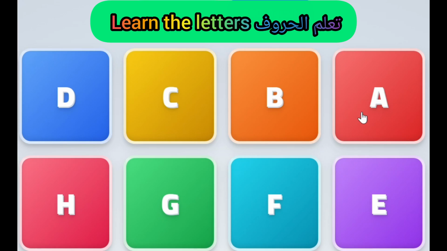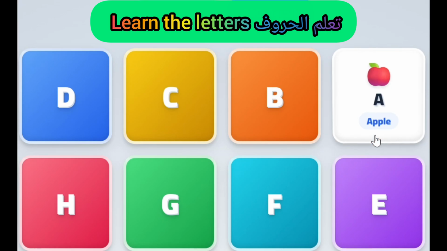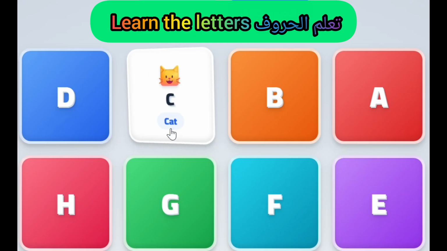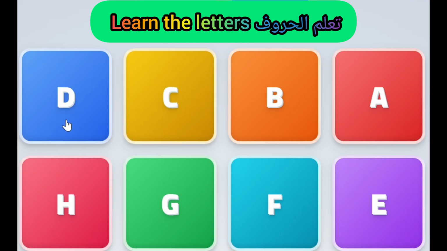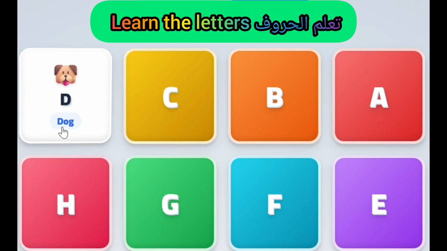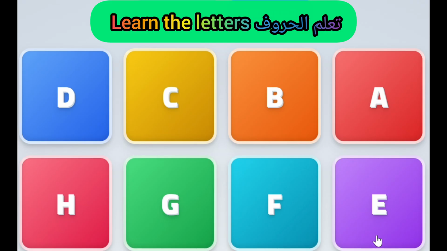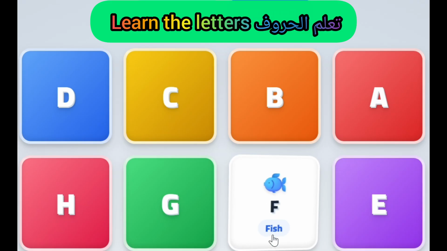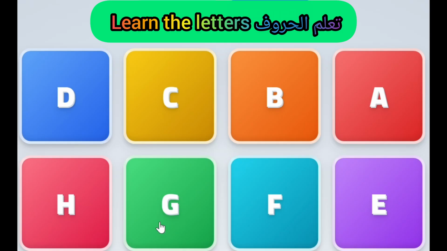Let's learn the alphabet. A for apple, B for bear, C for cat, D for dog, E for elephant, F for fish. Let's keep learning the alphabet.